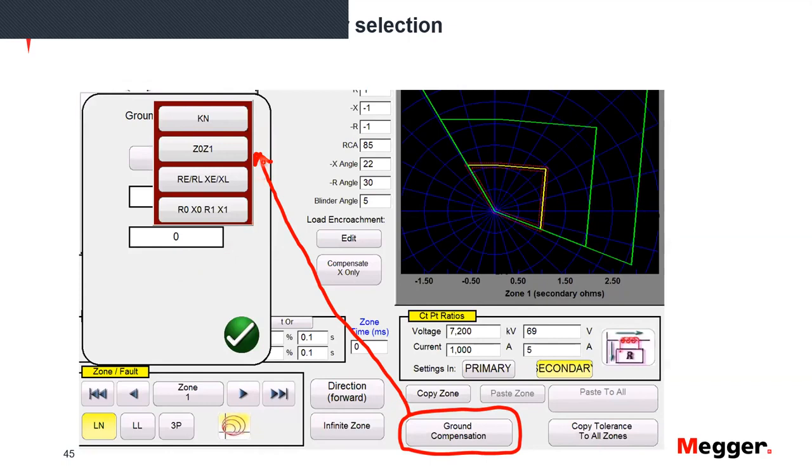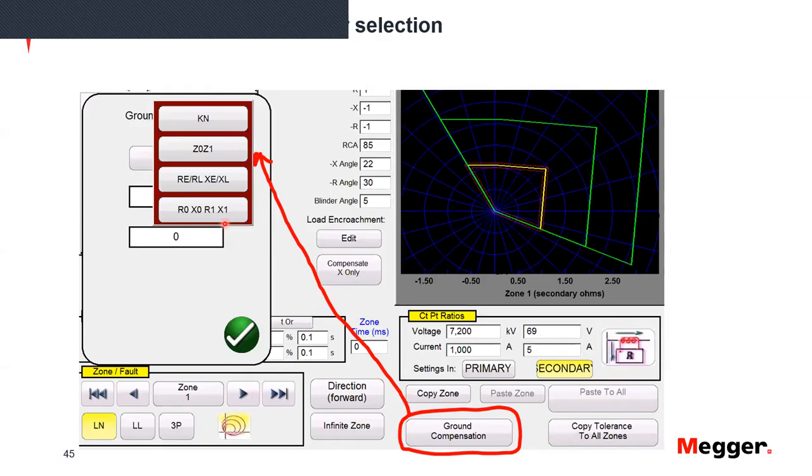And it depends on the relay manufacturer what type of ground compensation factor you are selecting. All right. And it's up to you to know that if the relay has ground compensation, then you have to properly configure, select the type of ground compensation. Remember, I mentioned several types in my presentation.